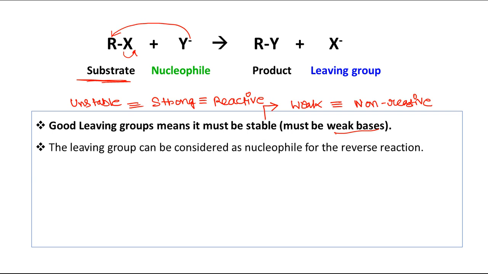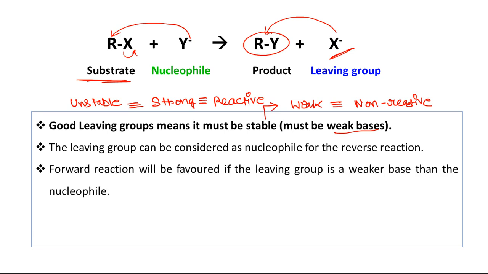The leaving group can be considered as nucleophile for the reverse reaction. Reverse reaction is where Ry is basically now the substrate, X minus now will be the nucleophile, now it can also attack here, and Y minus can be removed. So this is the reverse reaction, and in this case X minus will play the role of nucleophile.